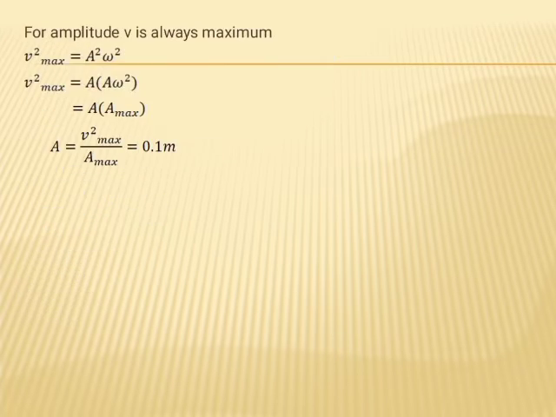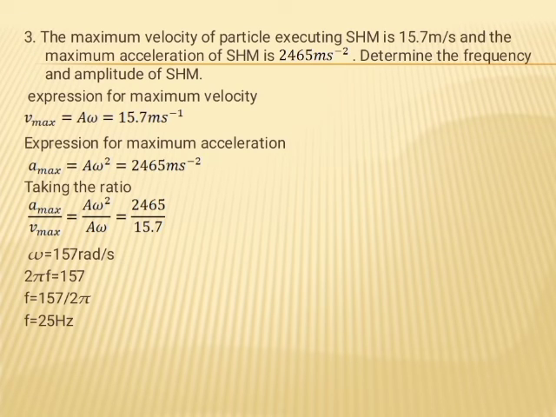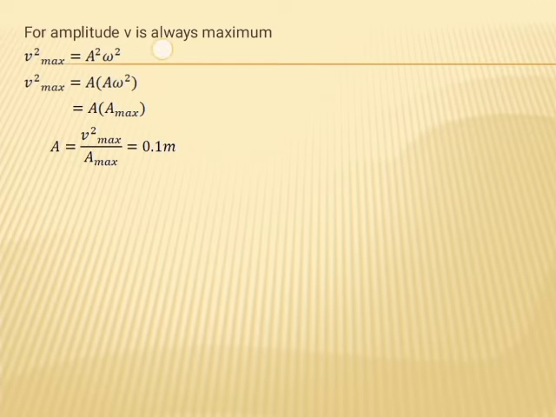Now for amplitude, V is always maximum. If I consider the value of velocity here, what am I doing? I'm squaring both sides of V is equal to A omega. So I have squared it on both sides. Now as I squared it, I would keep A as common, and put A omega square in a bracket for my convenience.